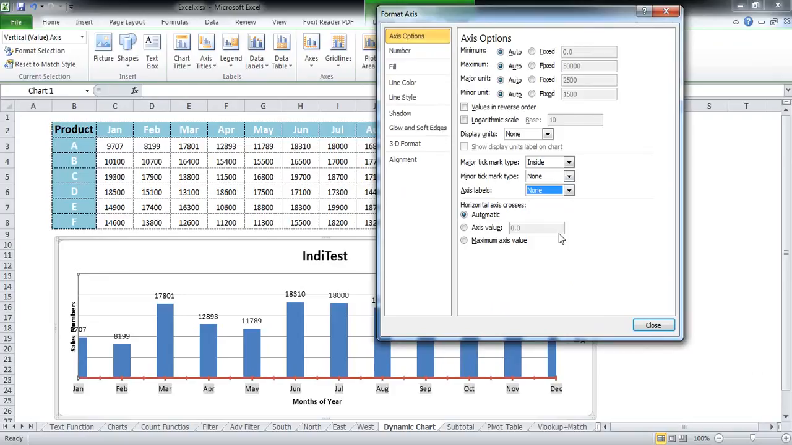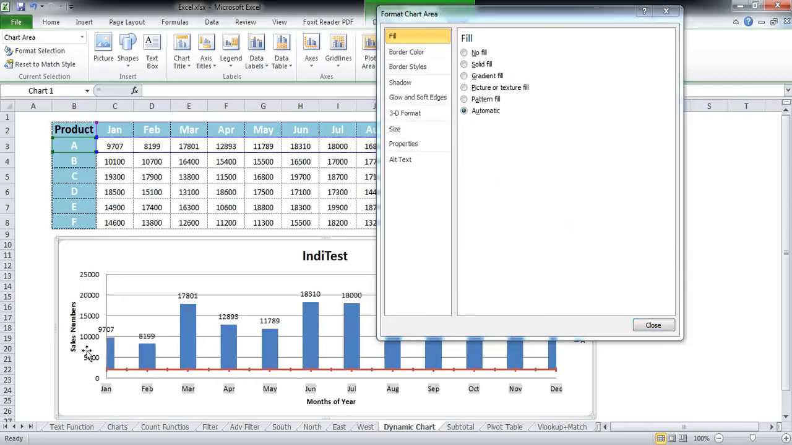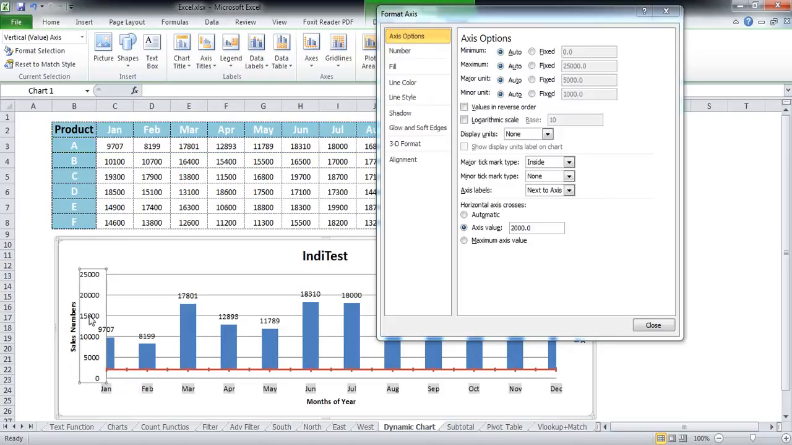And for the horizontal axis, again, where do you want the horizontal axis to cross your vertical axis? In this case, the default is automatic, and if you want to change it to a specified value, you can go ahead and change it to say 2000. Now the x-axis would be crossing my vertical axis at the position of 2000 instead of the 0th value.